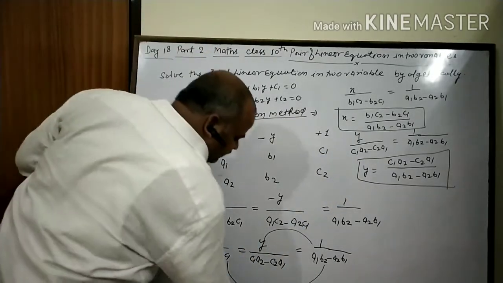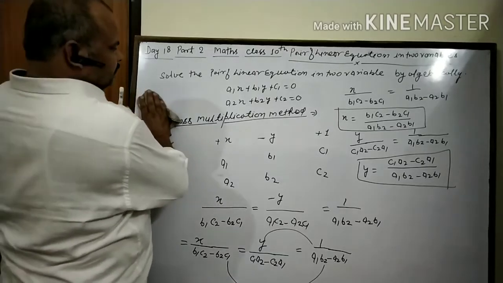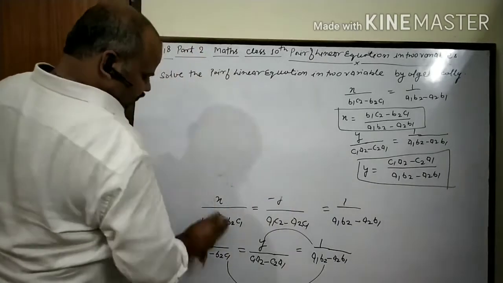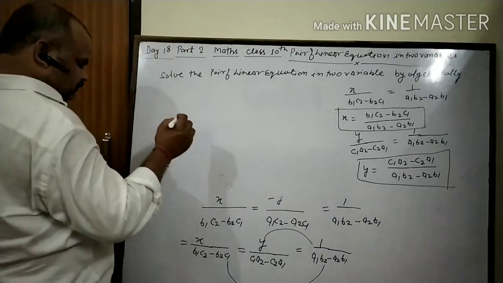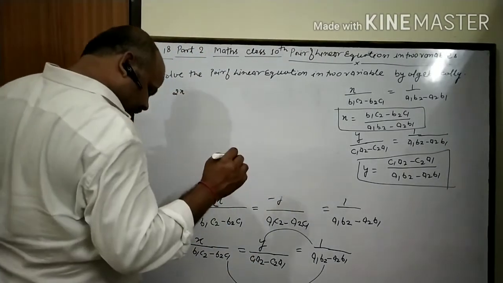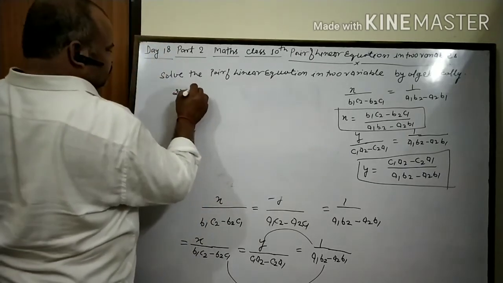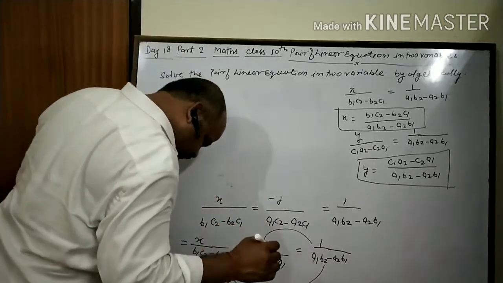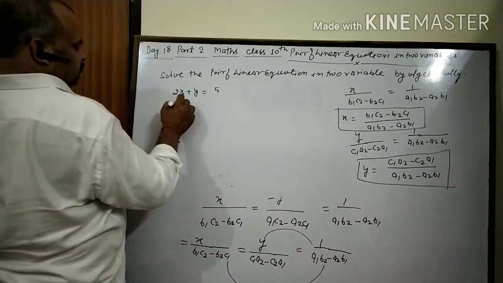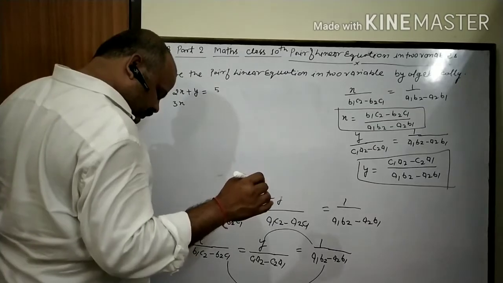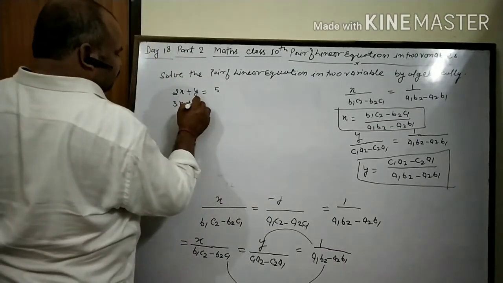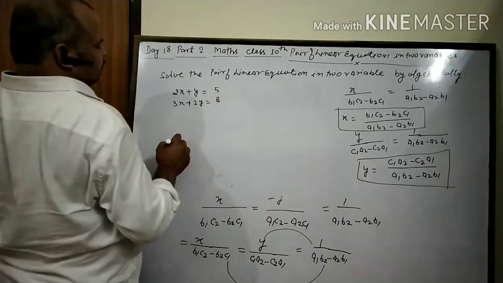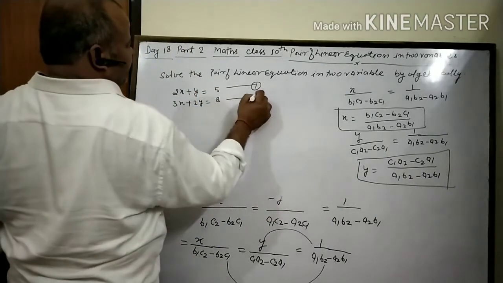Here we deal with the question. 2x plus y is equal to 5, and 3x plus 2y is equal to 8. Here it is equation 1 and here it is equation 2.